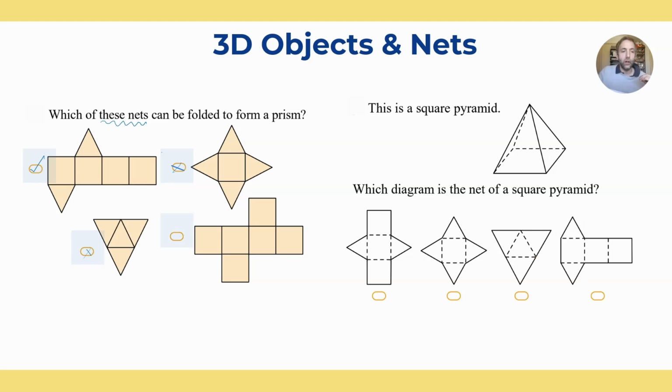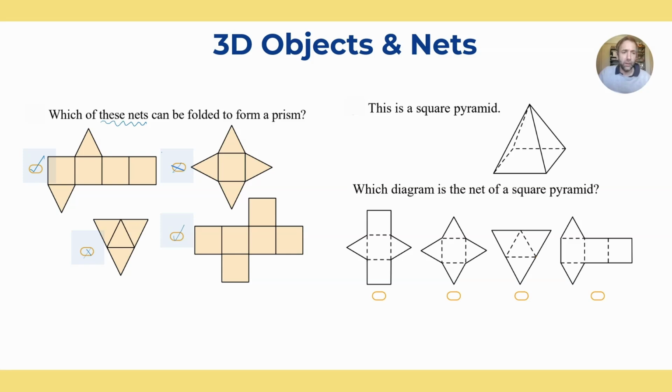And this one is a cube. And that is definitely a prism because every square is the same size. So you could definitely fit the square all the way through if you were to push the front face. Here it says we've got a square pyramid. Which diagram is the net of a square pyramid?